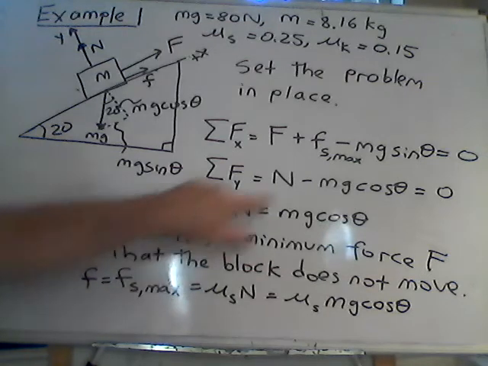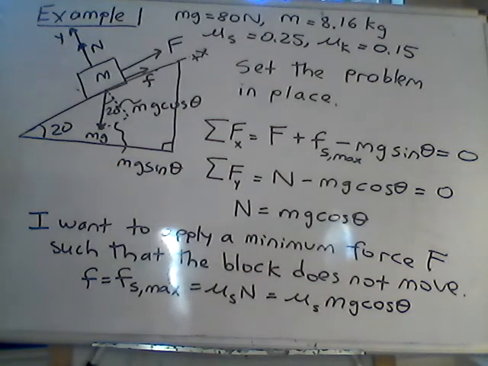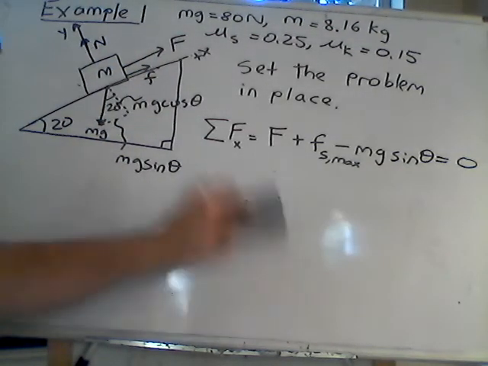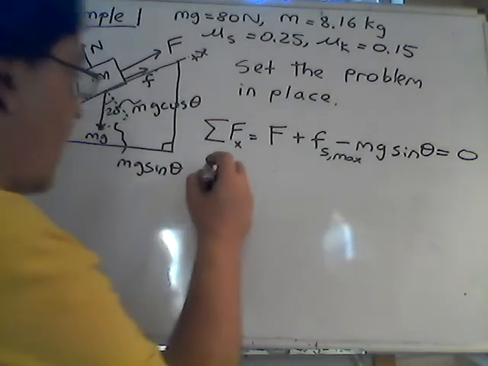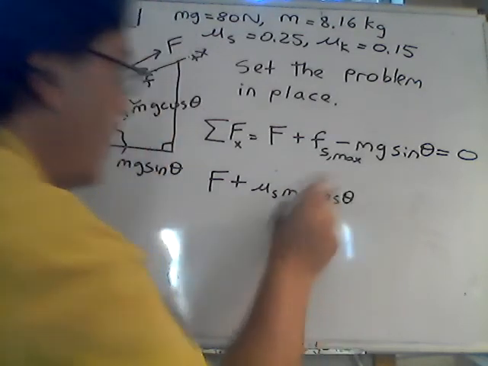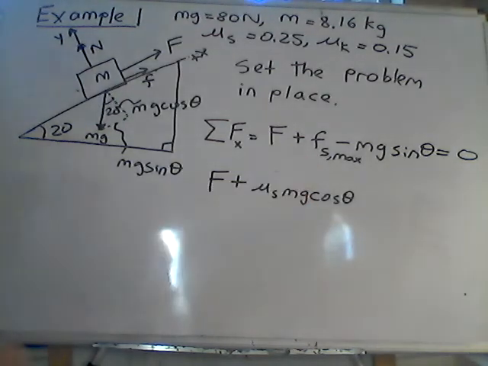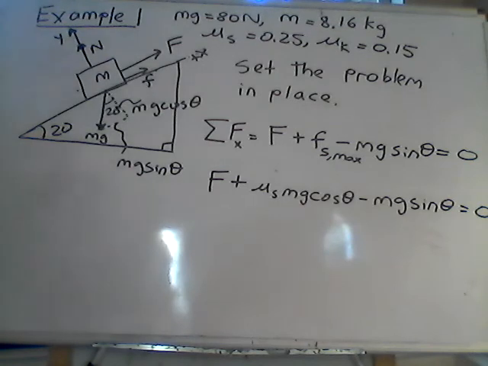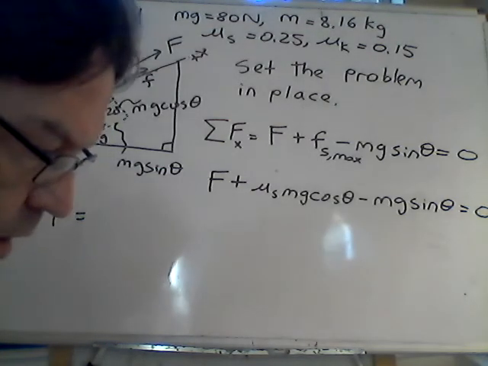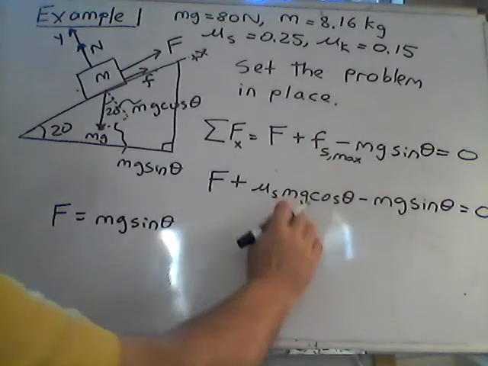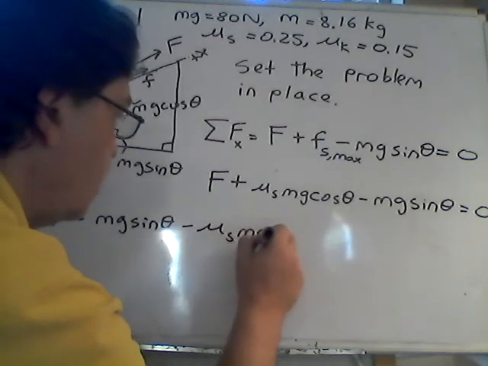So I'm going to erase all this and take that information and stick it right there, combining everything together: the information from Newton's second law in the y direction and from the maximum force of static friction. So I have the applied force F plus mu sub s mg cosine theta, minus mg sine of theta, equals zero. Now I will solve for the applied force. Simple algebra, throwing everything on the other side: the applied force F will be mg sine of theta, which becomes positive, minus mu sub s mg cosine theta, since that term becomes negative.